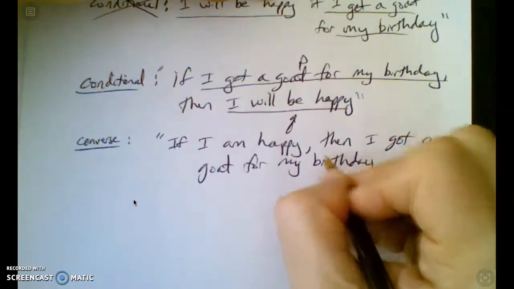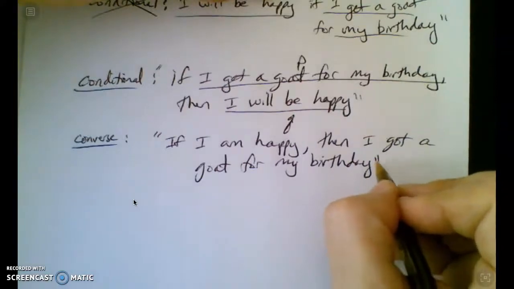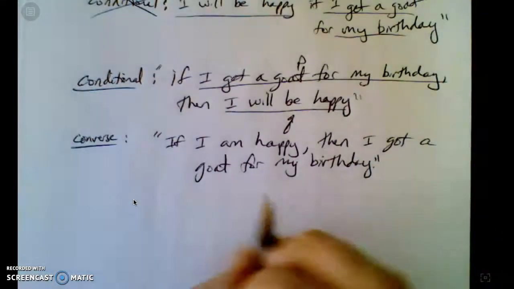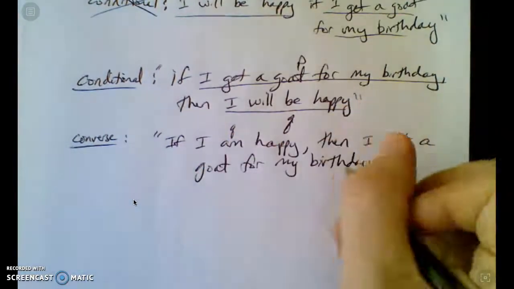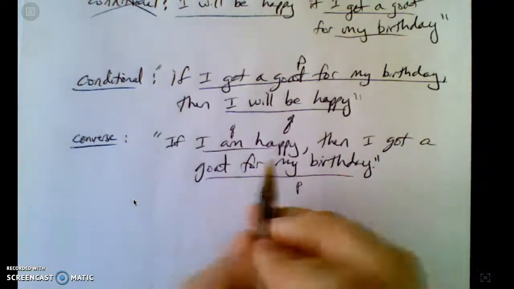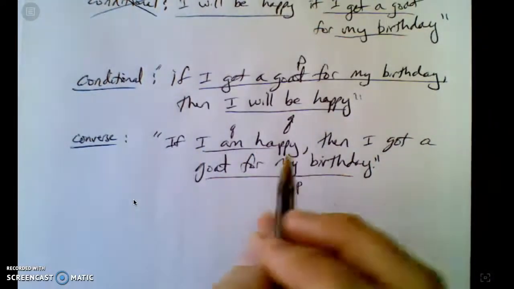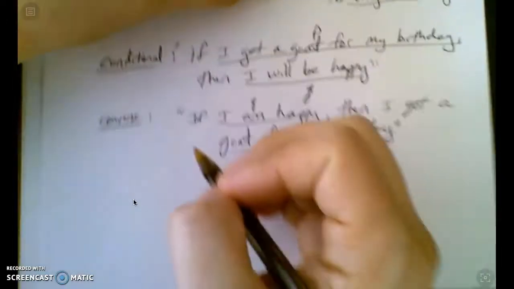We kind of switched the tense from future to past because we switched the order. Okay, so here's your Q and here's your P. You switched them. So if I'm happy, then I got a goat for my birthday. So if you see me walking around and I'm smiling, I must have gotten a goat for my birthday. That's the converse. You switcheroo them.